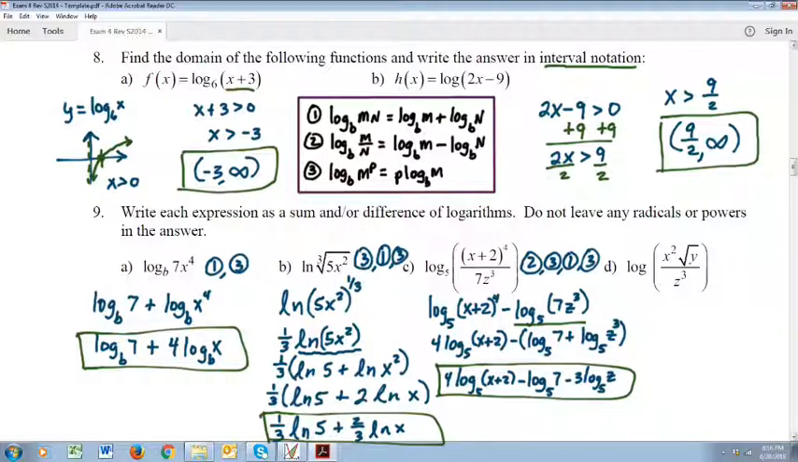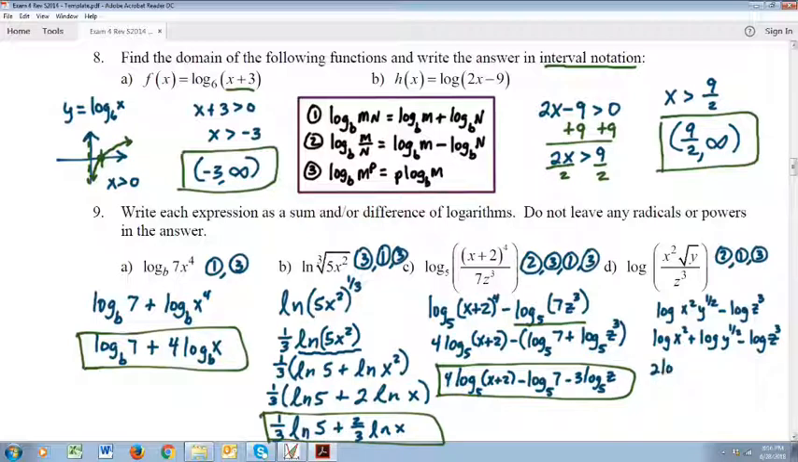Alright, so let's look at D now. Again, we're going to have to use the quotient rule first. So let's go ahead and write that as a difference of logs. And for the first log there, I've got a product, and I can't deal with the powers until I break this down using the product rule. So rule 1. And now I'm going to go ahead and use the power rule, rule 3. And that's going to be our final answer there.